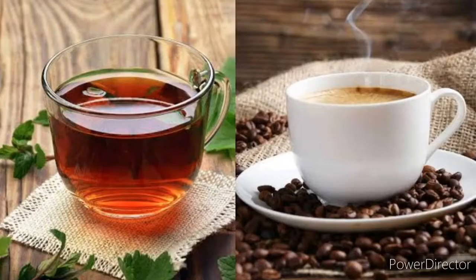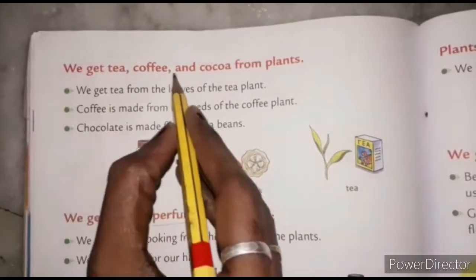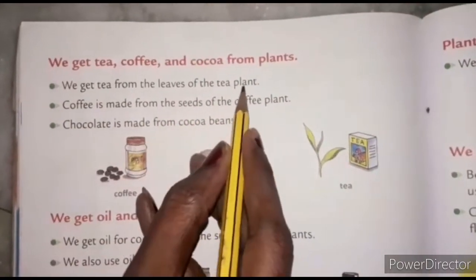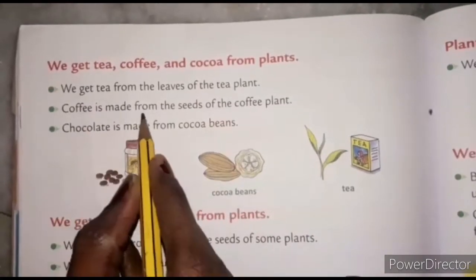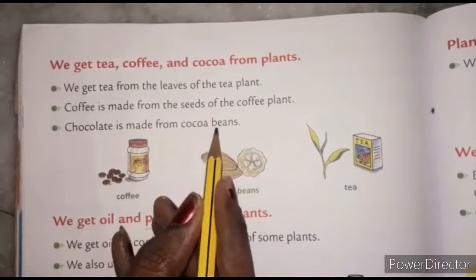Children, you know your parents drink tea or coffee. Do you know from where we get this? We get tea, coffee and cocoa from plants. We get tea from the leaves of tea plants. Coffee is made from the seeds of the coffee plant. Chocolate is made from cocoa beans.